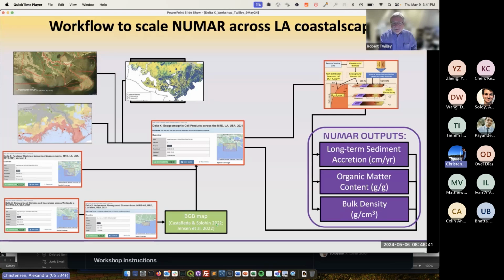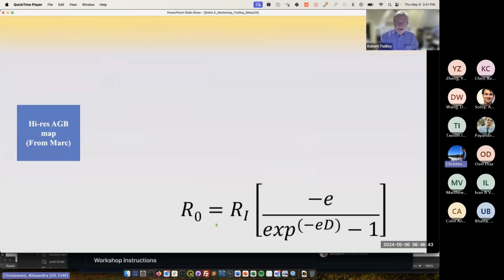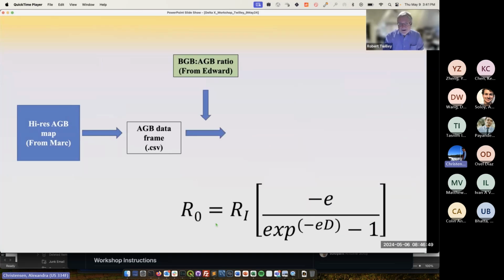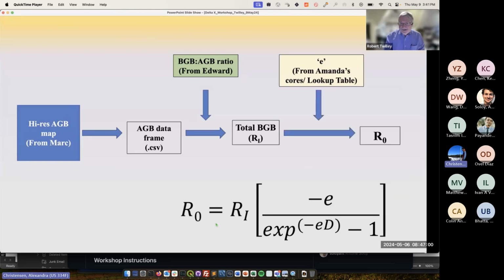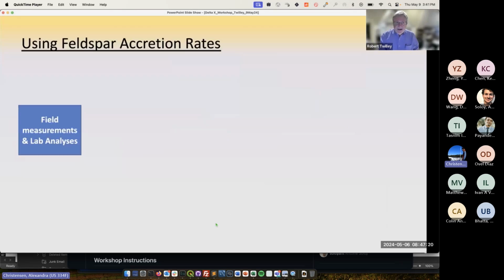That's been one of the major objectives of the Delta-X program. So we can have a high resolution map with these cells. We populate it with aboveground biomass based on a map that NASA generates. We use field measurements of the ratio of aboveground to belowground. That helps us parameterize the roots. And then we have the E value that is a lookup table for the cells, and that's usually by different salinity gradients, and then that gives us the RO. RO is a critical parameter because that sets up the amount of mass that we're going to produce each year. That's an input to the model.